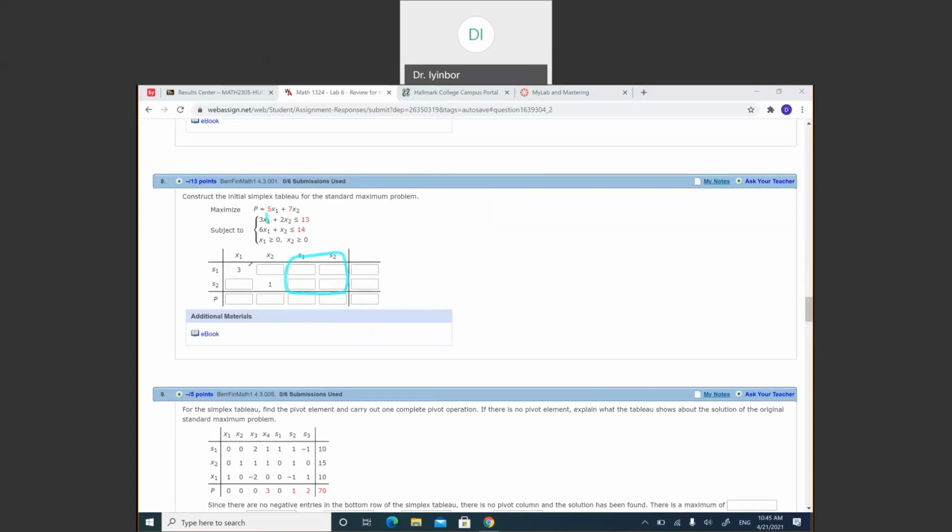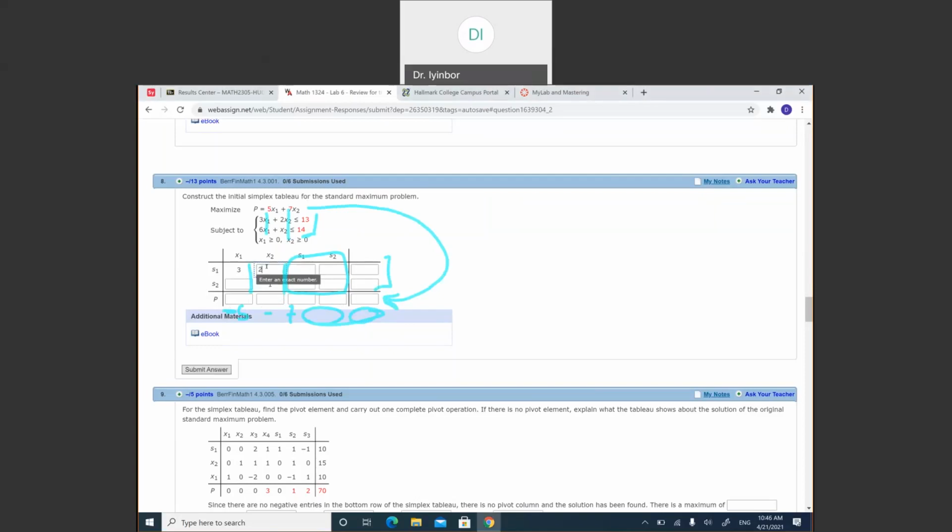3 and 6 goes here, 2 and 1 goes here, and then these two numbers go here. And then in the bottom you get it from the function, the opposite of it, so it's going to be -5, -7, and everything else zeros. Okay, so that's how you do that. So I'm going to plug it in. It's really easy, this one.